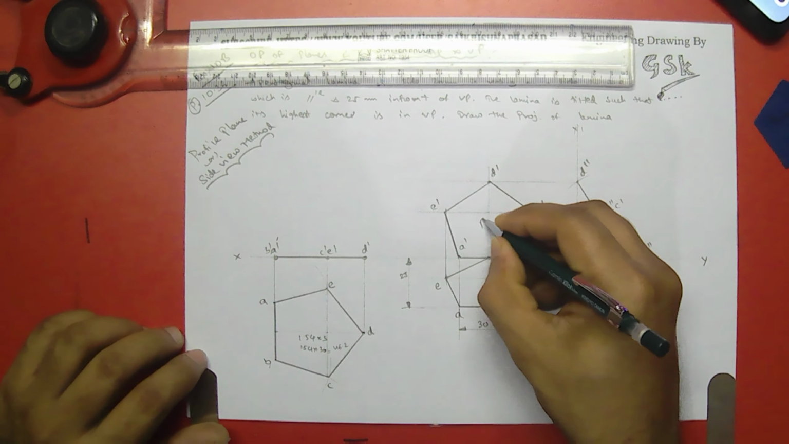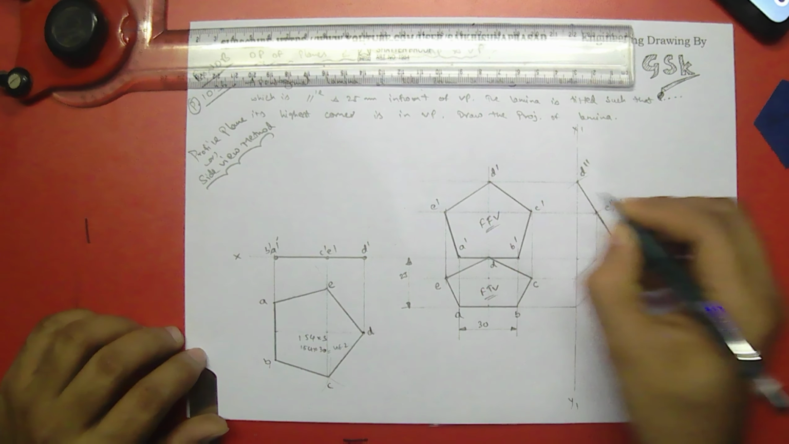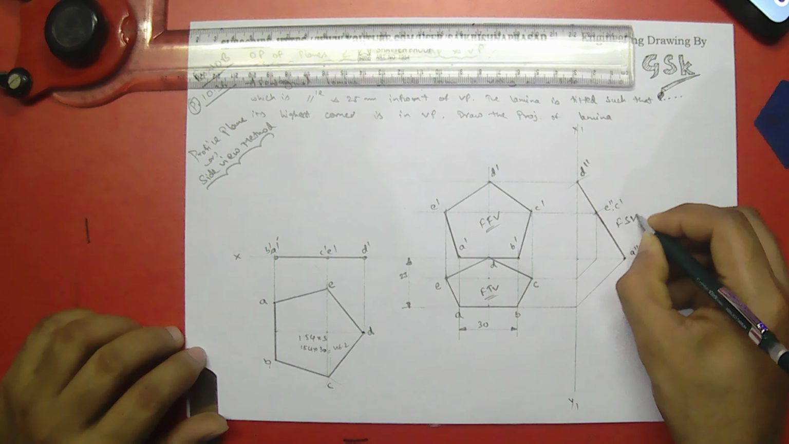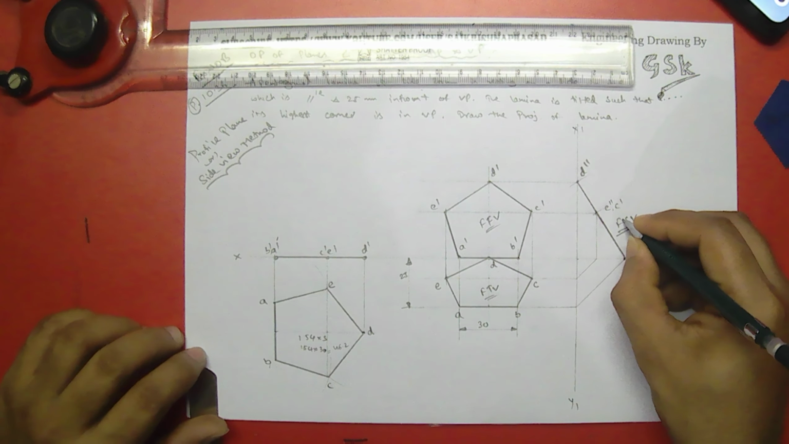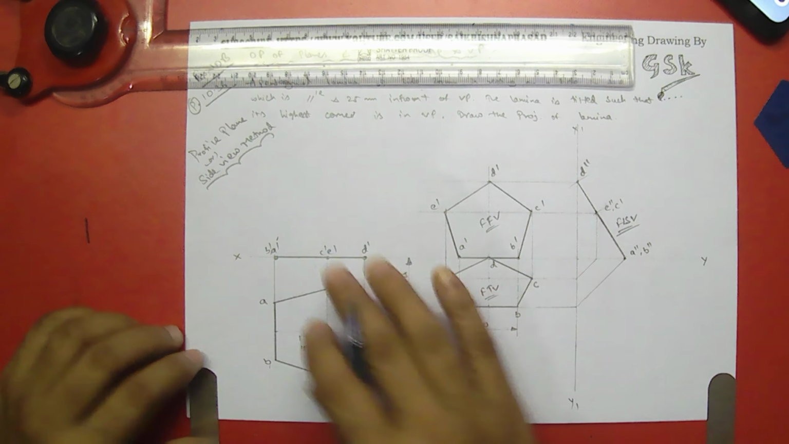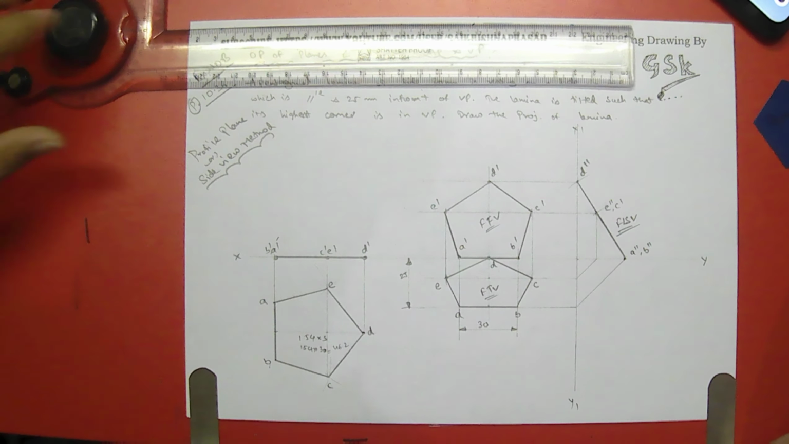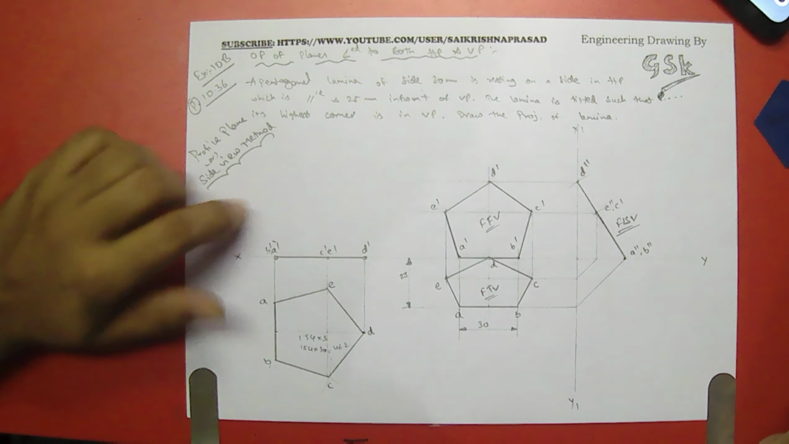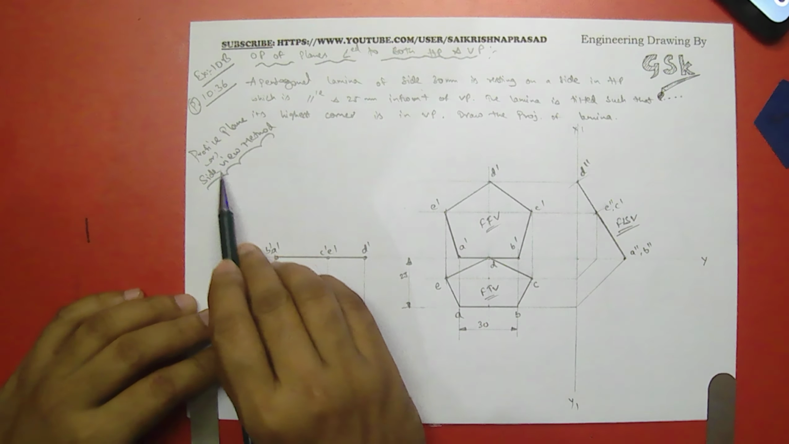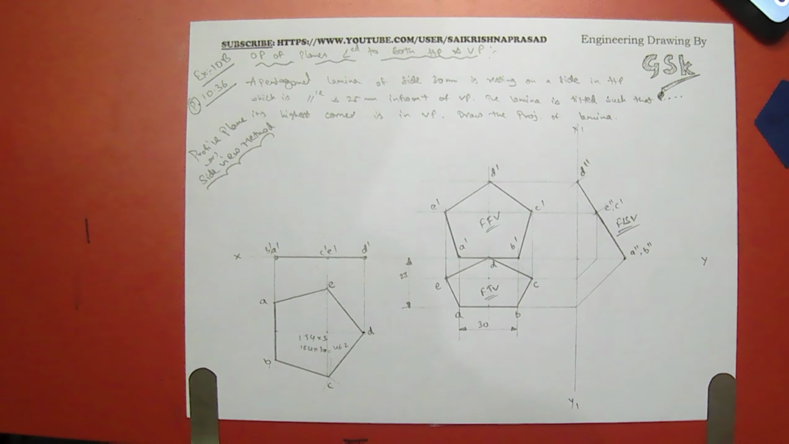This is the final front view and this is the final left side view. Looking from left falls on right. So in this way we can solve this problem by the profile plane or side view method. I hope everyone understands how to draw this.